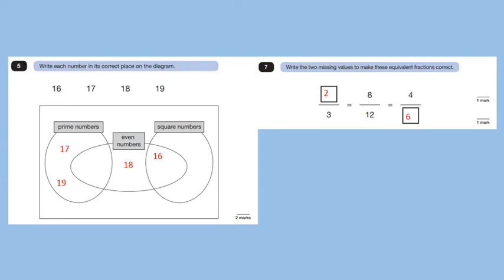And write 2 missing values to make these equivalent fractions correct. So we're looking for fractions that mean the same thing, which is what equivalence means. If I look at the middle one, I've got 8 over 12. Well, if I go to the left and I've got something over 3, I have to think about what I've divided 12 by to get to 3. 3, 6, 9, 12, so I've divided it by 4. Whatever I do to the denominator, I do to the numerator. So I'm going to divide 8 by 4, which is 2. Going in the opposite direction, I've got 8 as a numerator and 4 as a numerator. What have I done to get from 8 to 4? Well, I've divided it by 2. Then I have to do the same thing to my denominator, so dividing 12 by 2 is 6.